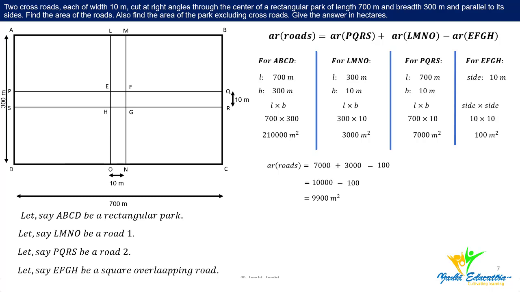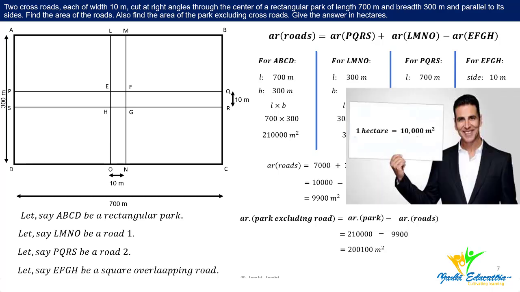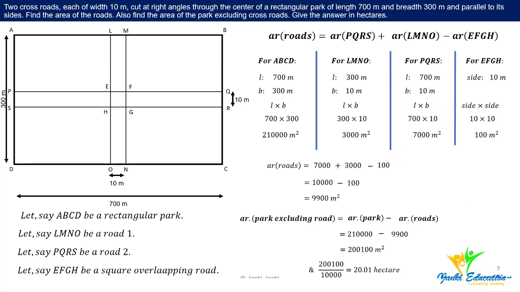Remember, this is the area of the road. We have to find area of park excluding road. That is area of park minus area of roads, and that is 2,10,000 minus 9,900, and that gives us 2,00,100 meters square. But if you read the last line of the question, we have to give our answer in hectares. So you know very well 10,000 meters square is equal to 1 hectare. So dividing this result by 10,000, we get 20.01 hectare.